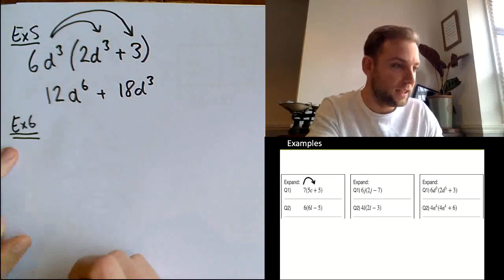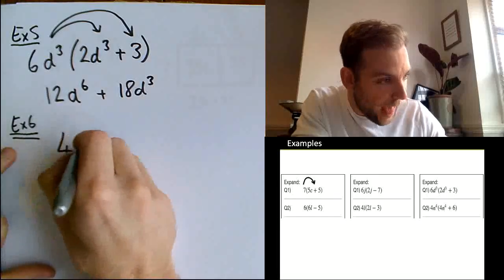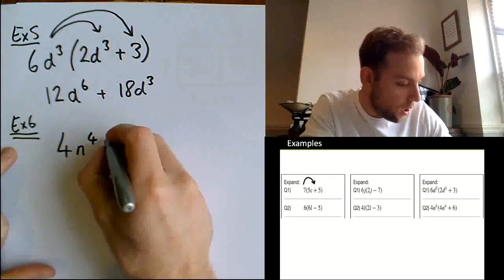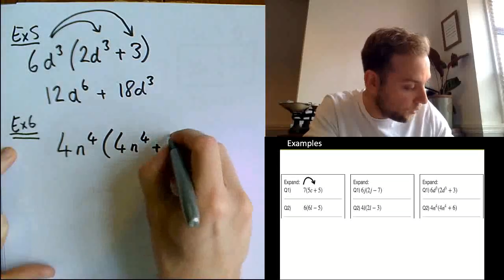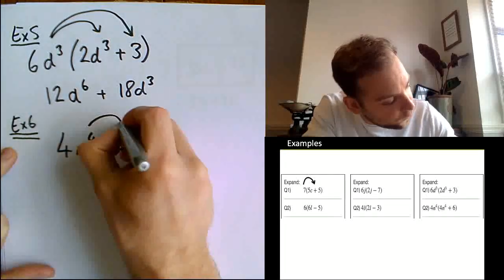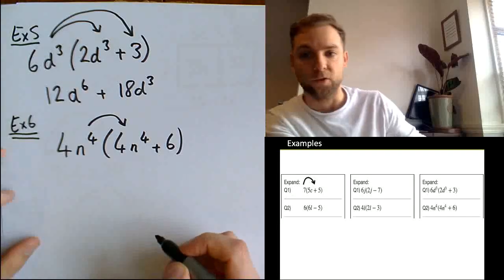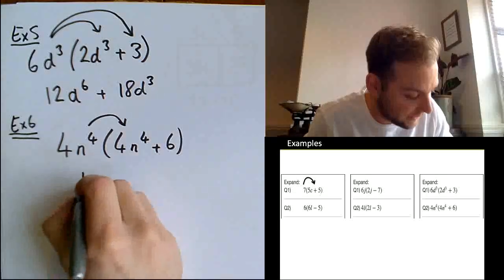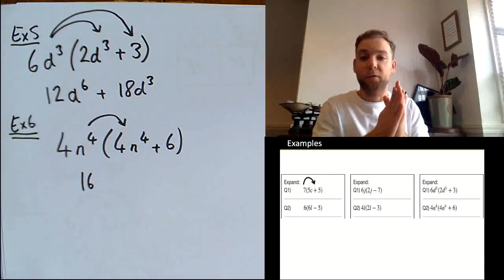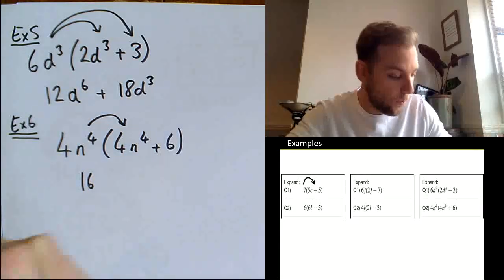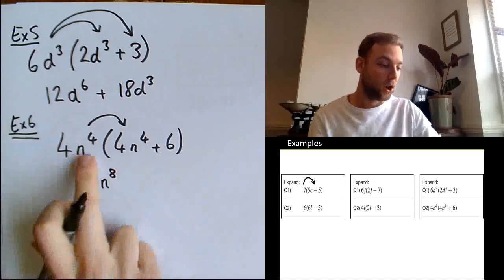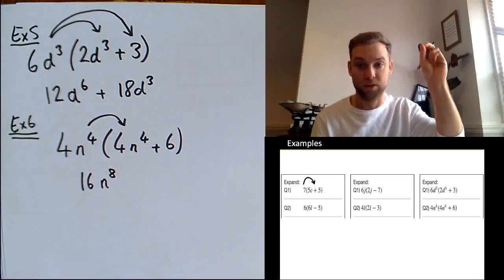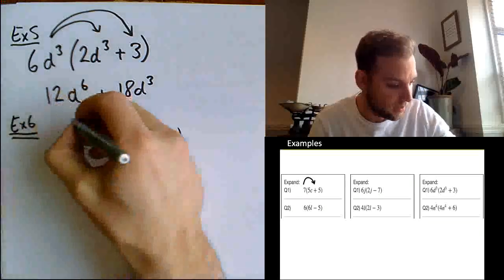So example 6 is 4n to the power of 4, lots of 4n to the power of 4, the same, plus the 6. So what's 4n to the 4 times by 4n to the 4? Well, 4 times by 4 is the 16, and n to the power of 4 times by n to the power of 4 is n to the power of 8. Be careful with that. A lot of people make the mistake of times in the powers. Actually, you add the powers with indices.